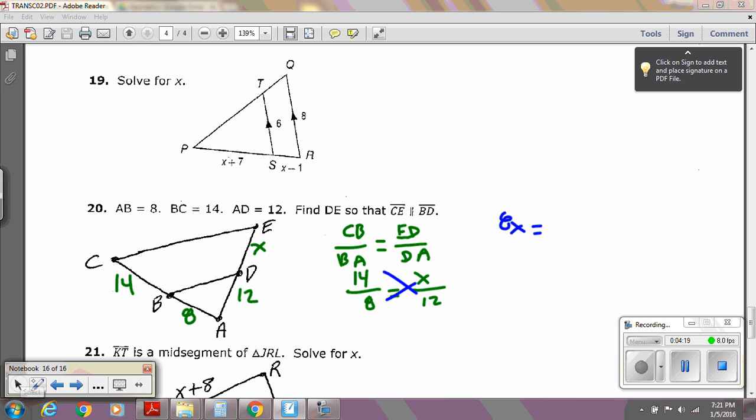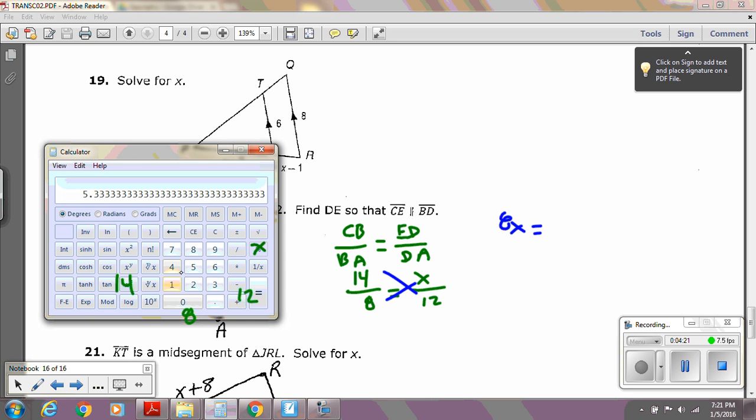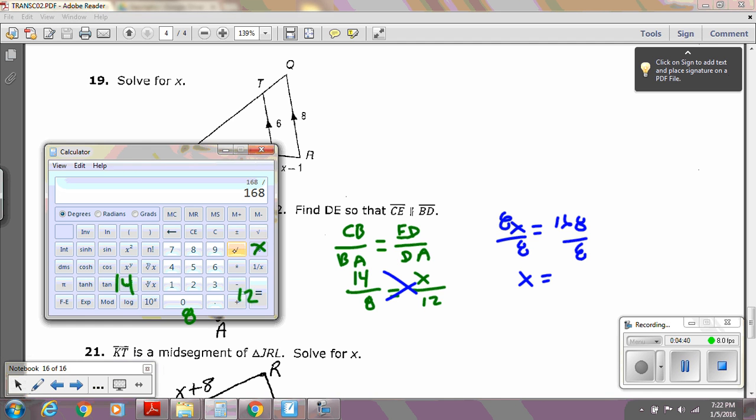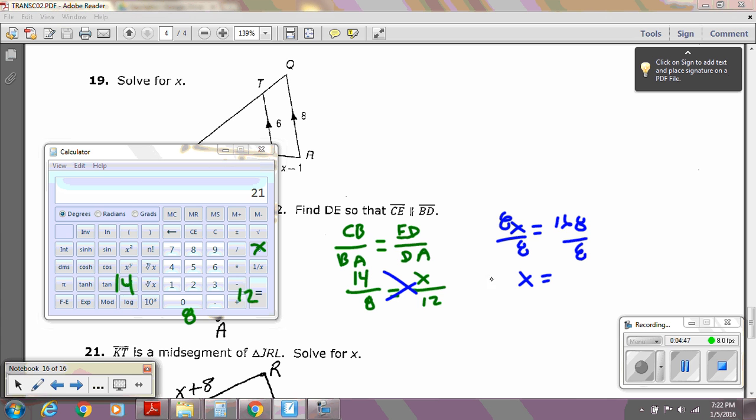I need my handy dandy calculator. 168. And divide by 8 on both sides. So x would be 21. In other words, D is 21.